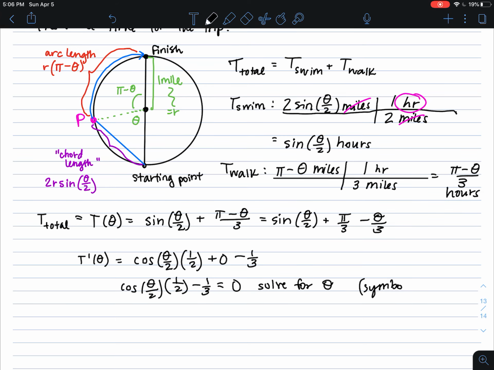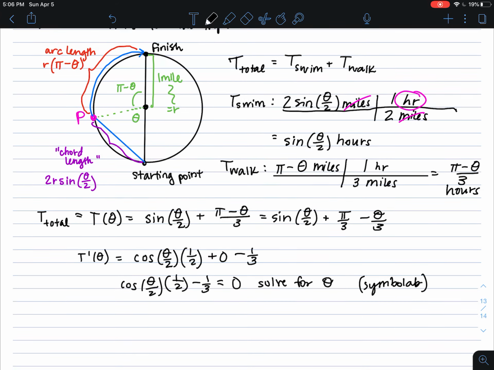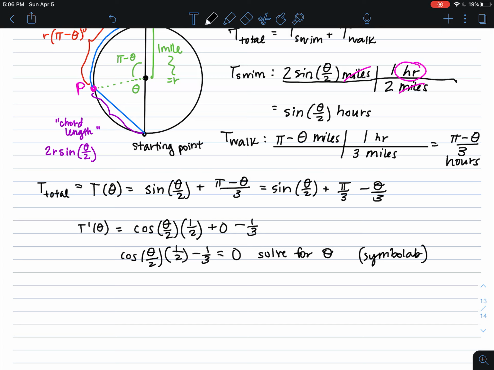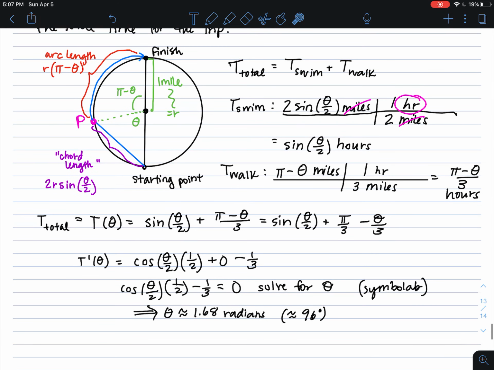I would use Symbolab if I were you guys, or a calculator, because I don't think you can do this in your head. You shouldn't be able to. If you can, I'm very impressed. And you will get theta is approximately equal to 1.68 radians, which is approximately equal to 96 degrees. So what that's saying up here on our graph is that we should swim to a point P that has an angle of 96 degrees.